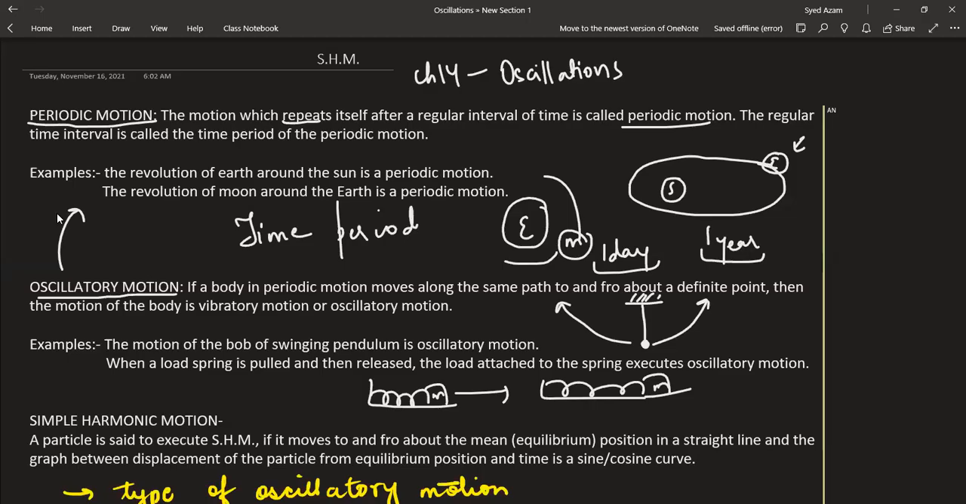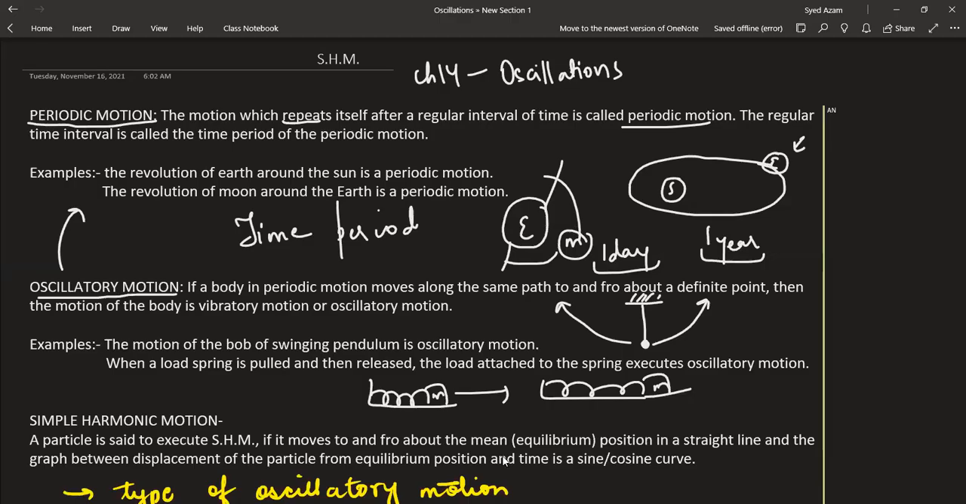For periodic motion, take the example of the moon revolving around the earth. After one day, the moon will come back to its initial position, and again after one day, and again after one day. So this one day becomes the time period. For oscillatory motion, the best example is the swinging pendulum. It keeps on moving, and then it can stop.